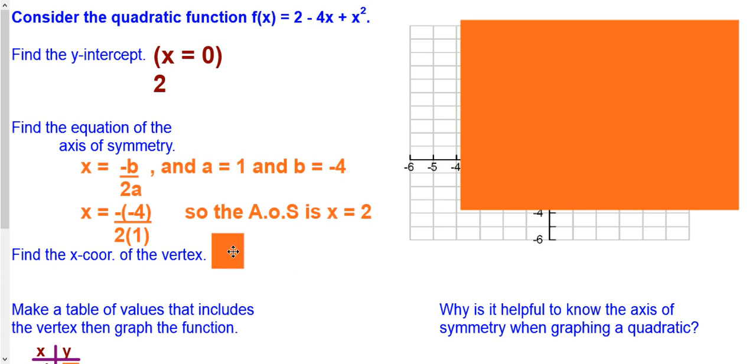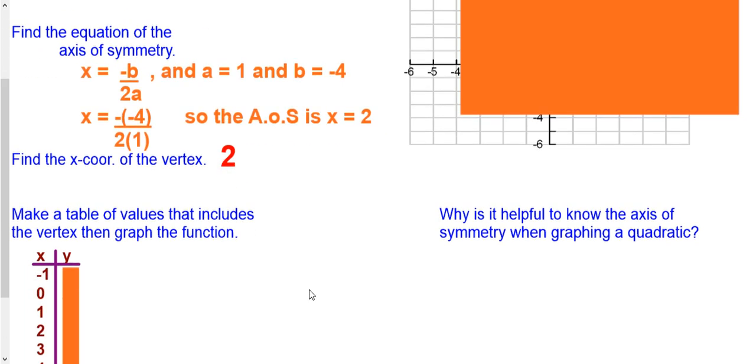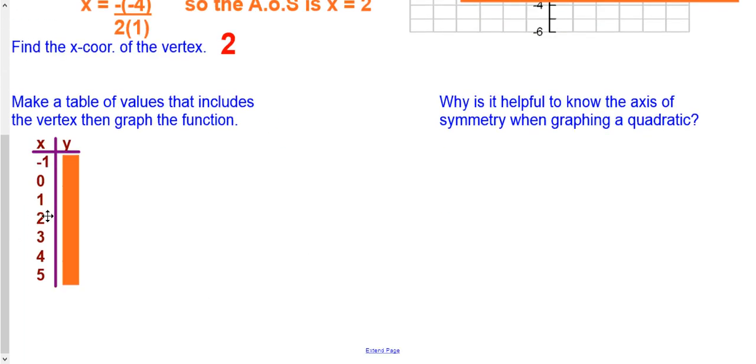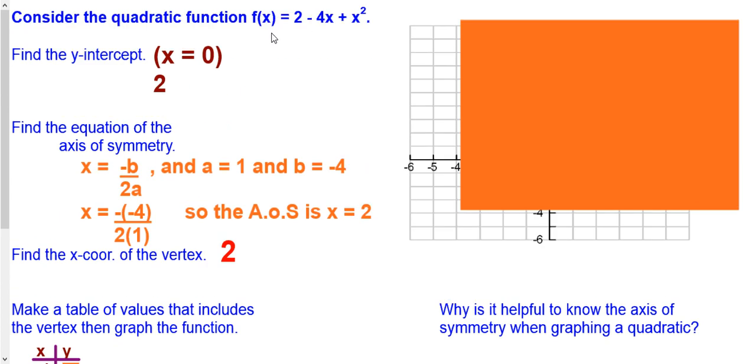Now, the x-coordinate of your vertex is just 2. So we'll go ahead and put down 2, and we'll choose 3 numbers on each side. This is our t-chart. All we have to do now is plug those into our function, and we'll go ahead and graph that.